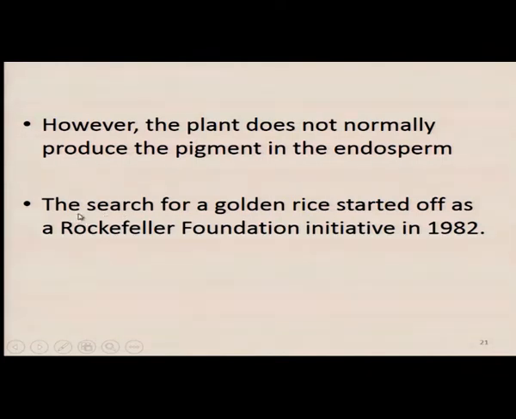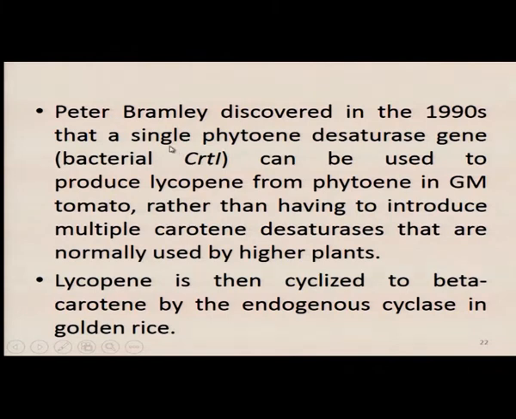The search for golden rice or fortification started off as a venture in the Rockefeller Foundation in 1982. Peter Bramley discovered in the 90s that a single phytoene desaturase gene, the bacterial CRT1, can be used to produce lycopene from phytoene in GM tomato. So conversion of phytoene to lycopene can be done by phytoene desaturase.